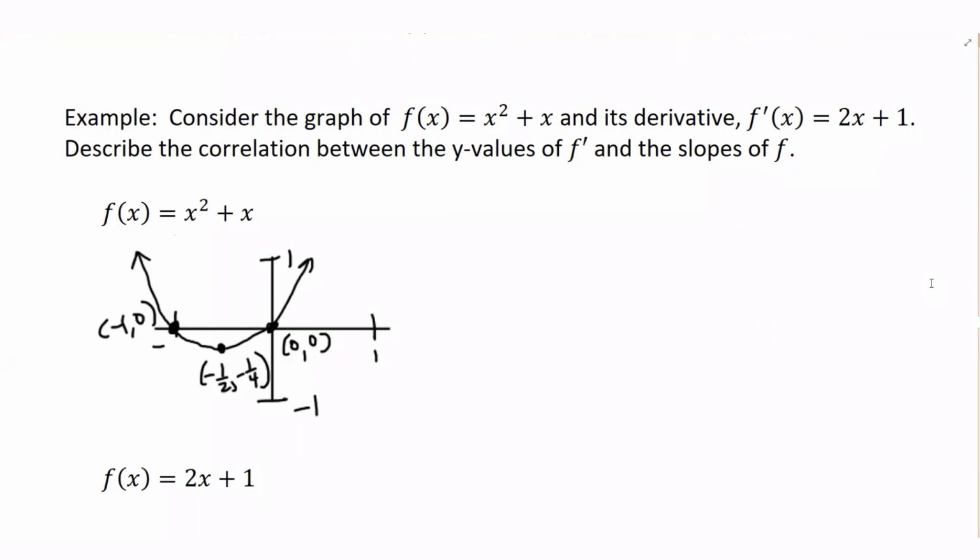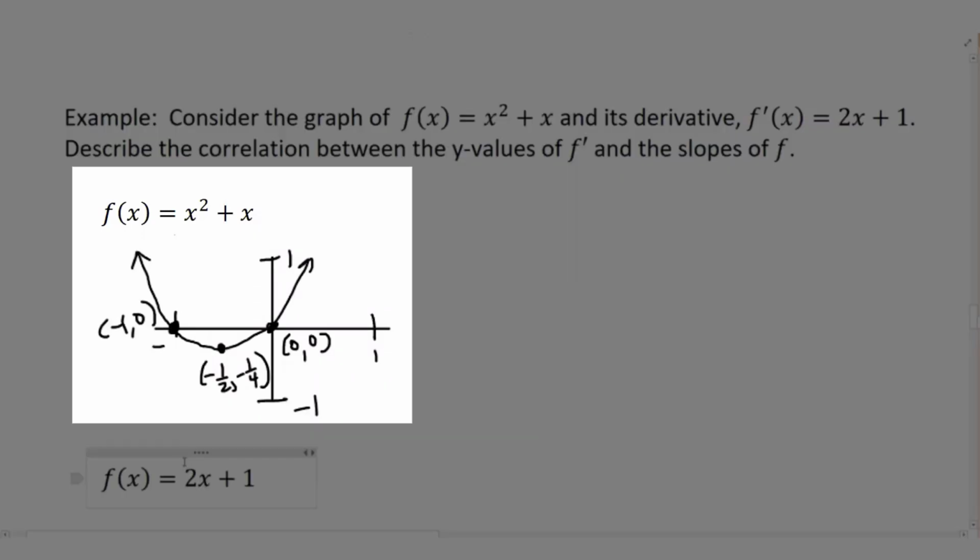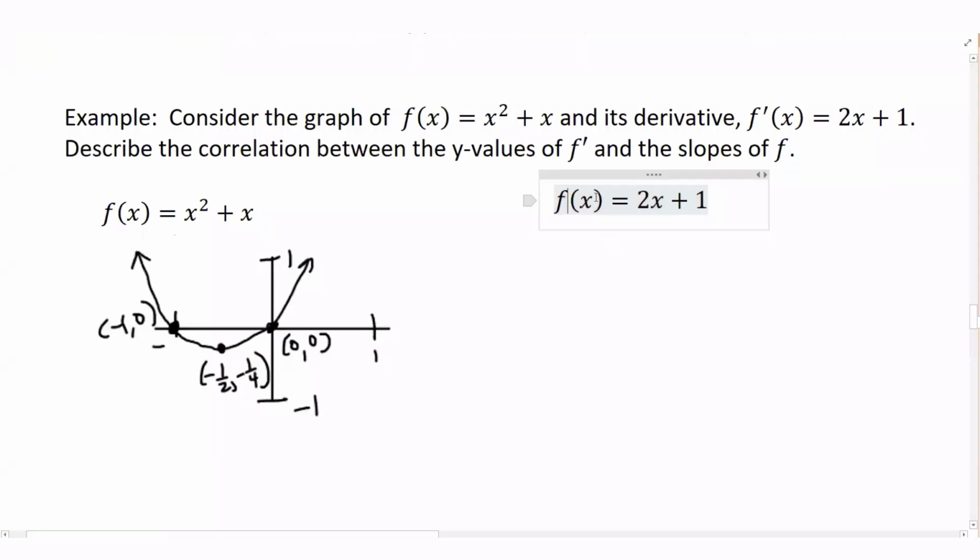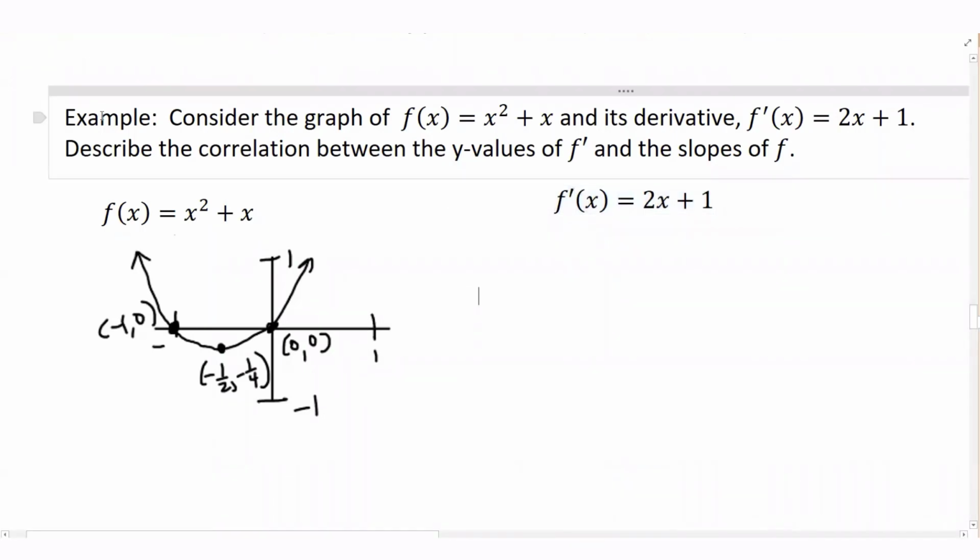It says, consider the graph of f of x equals x squared plus x and its derivative f prime of x equals 2x plus 1. Describe the correlation between the y values of f prime and the slopes of the graph f. On the left, I have the graph f of x equals x squared plus x. And here is the derivative f prime of x equals 2x plus 1. So I'm going to graph 2x plus 1 now.